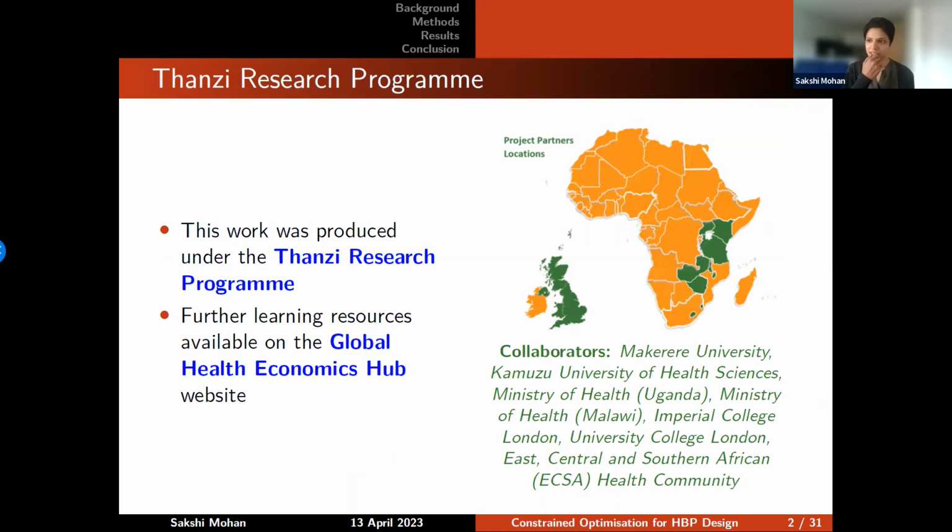Before I begin, I would just like to note that the work was produced under the Tanzi Research Program, which is a collaboration between researchers and policy partners across the UK, as well as member countries of the East, Central, and Southern African health community. As part of the capacity building objectives of this research program, we've also set up the Global Health Economics Hub, which is a network of researchers and policymakers interested in topics related to epidemiology, health economics, and health financing. It's a growing network with a growing library of learning resources. If you're interested, I would encourage you to access this website to find out more. The link, I think the presentation will be shared with the participants at the end of the webinar.